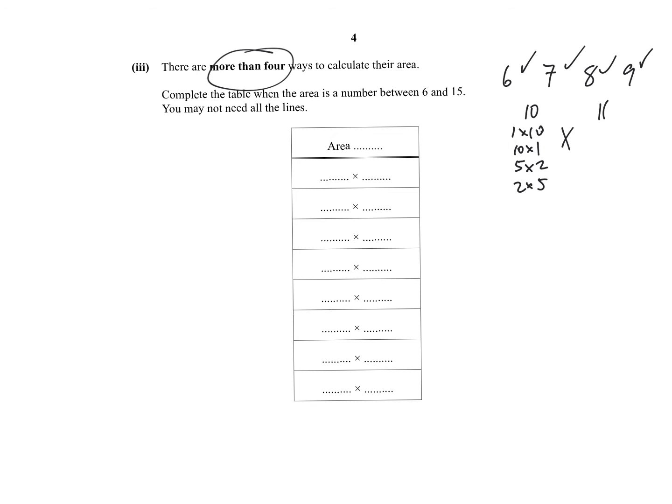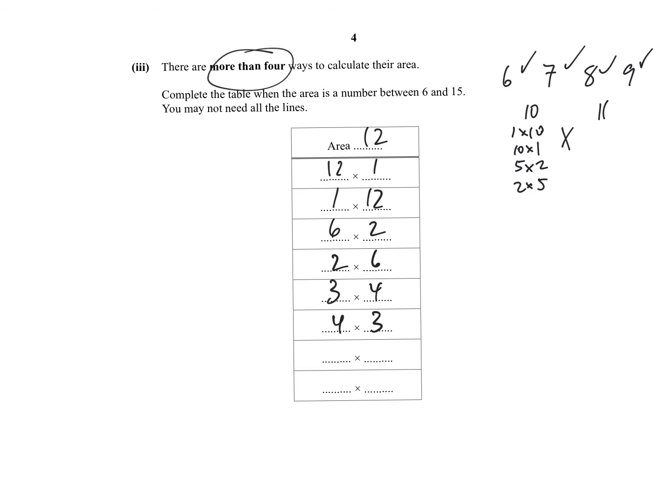11 we already saw. How about 12? There's lots of ways to calculate the area for 12. 12 times 1, 1 times 12. There's 6 times 2 and 2 times 6. And there's 3 times 4 and 4 times 3. So that's more than 4 ways to calculate the area.